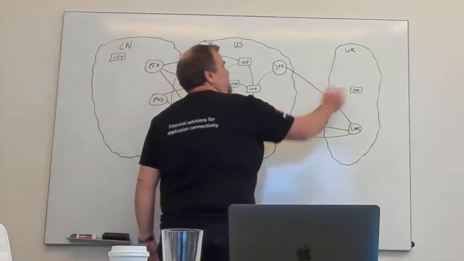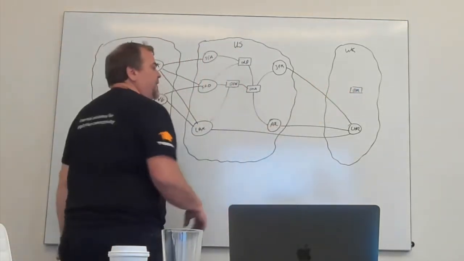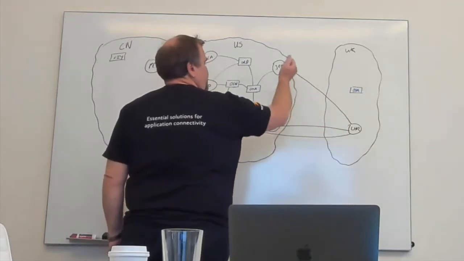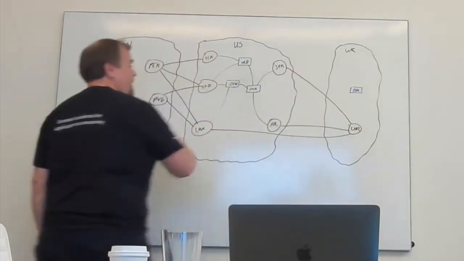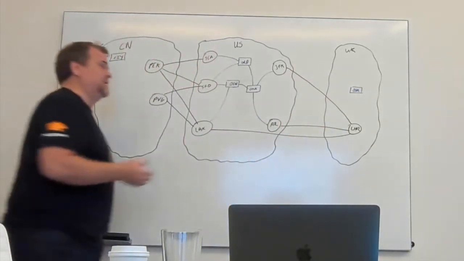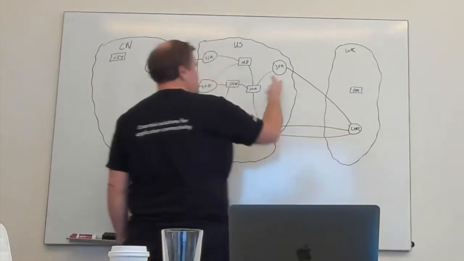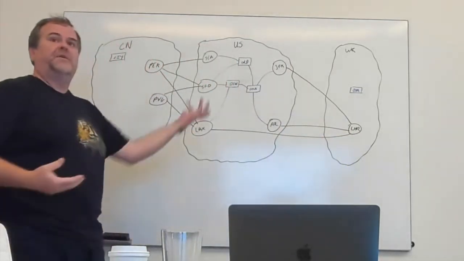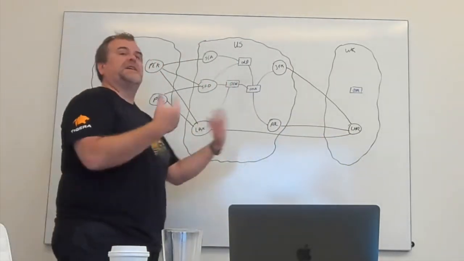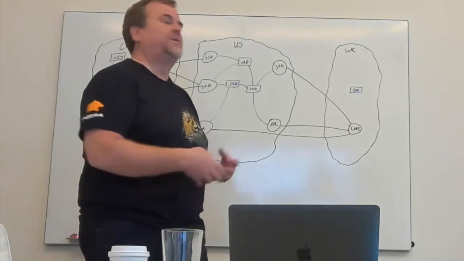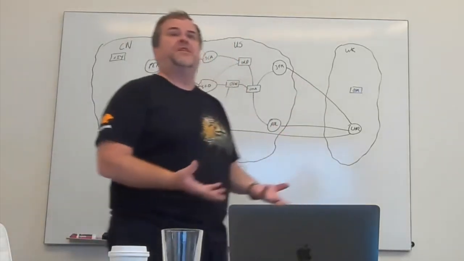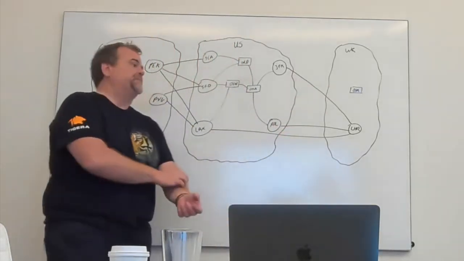Similarly, in the UK, there are connections between London and JFK and Atlanta and LA, and London tells those three US gateways, I know how to get to everything in the UK. You don't need to worry about where it is in the UK. It's in the UK, just send it to me.